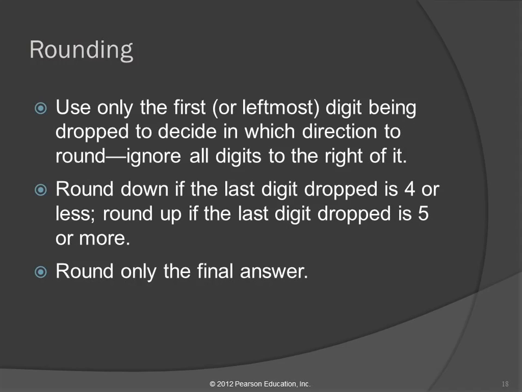So rounding, only use the first digit that's being dropped. Don't look at the rest of them. Round down if it's 4 or less, round up if it's 5 or more, and again, only round your final answer. Okay?